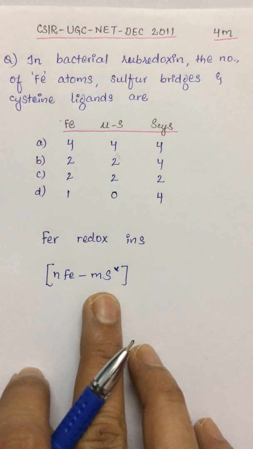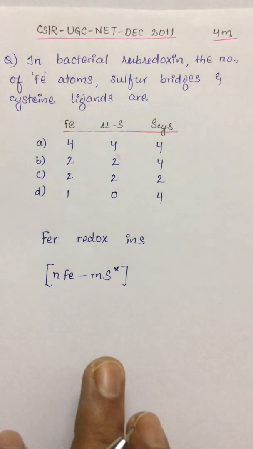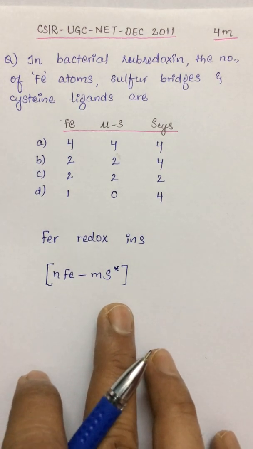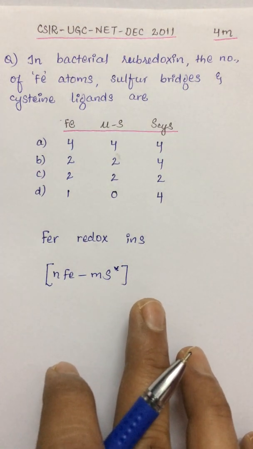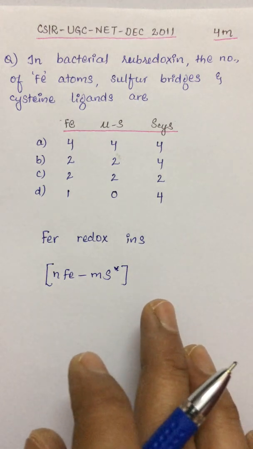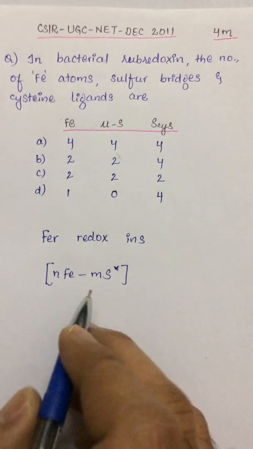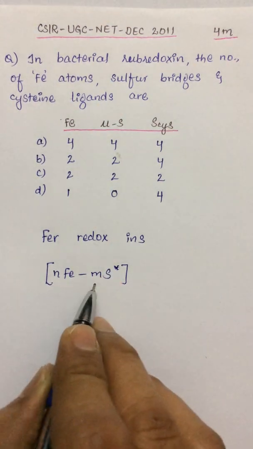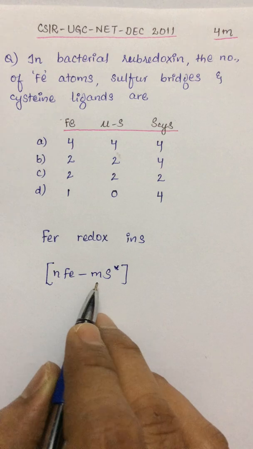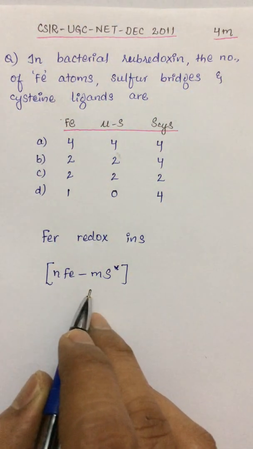Or you may also call it a bridging sulfur or an inorganic sulfur or a sulfide. The second type of sulfur is a cysteine sulfur. It is also referred to as organic sulfur. Usually it is called a non-labile sulfur because with respect to its reactivity towards a mineral acid, it is very much non-labile. N could be any number, M could be any number, that depends upon the type of the iron sulfur protein.